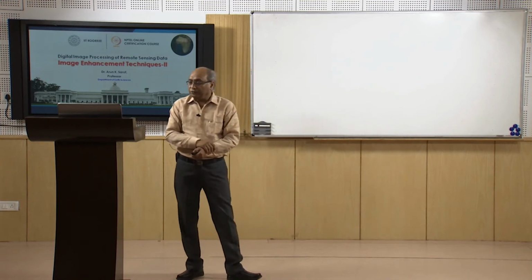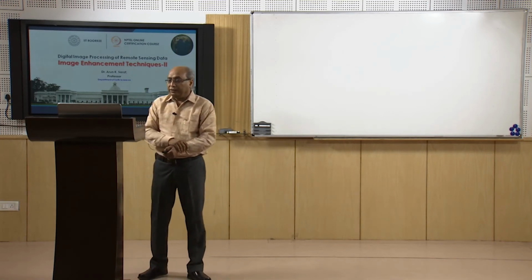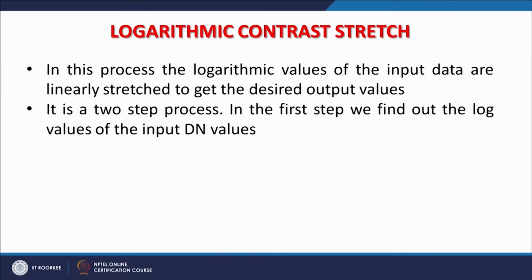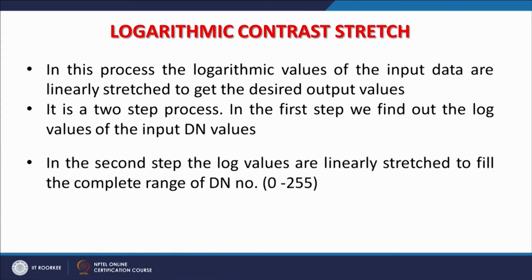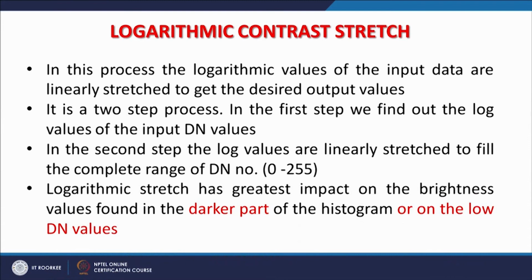And the next one is the logarithmic contrast stretch, which is again a nonlinear contrast stretch. In this process, the logarithmic values of input data are linearly stretched to get the desired output values. It is a two-step process. In the first step, we find the log values of the input pixel values, and in the second step, log values are linearly stretched to fill the complete range, which is between 0 to 255 in case of an 8-bit image. Generally, the image processing systems which we are using are based on 8-bit image processing.